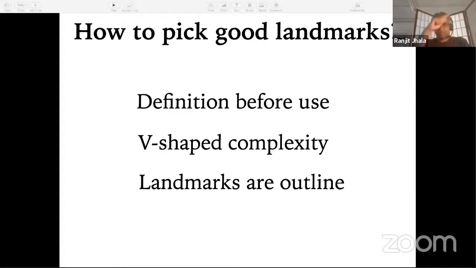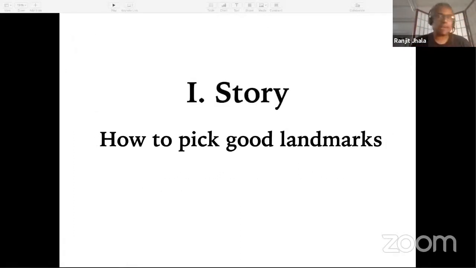Two, you want to make sure you have this kind of V-shaped complexity. So start with simple things that are accessible to everyone up at the beginning, get more detailed gradually, and then as the talk ends, once again, it should be pretty high level. And three, you should really stick to this heuristic. You ought to design your landmarks so that the landmarks themselves can be a kind of outline slide that would pop up again and again in the course of your talk. Fantastic. So that's how you pick landmarks.